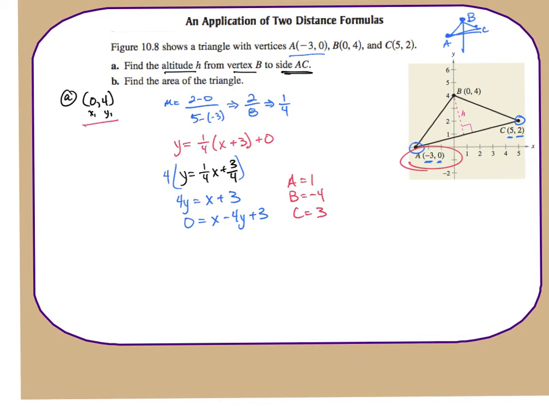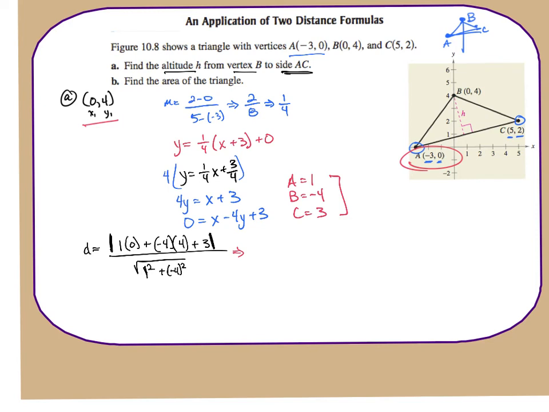So here's my point, here's my a, b, and c, and so we're going to find our distance, or in this case, my altitude. So d is equal to the absolute value of my a of 1 times my x1, so now I have 0, then plus -4, my b, times my y1, which is 4, and then plus my c of 3. Again, all in the absolute value. And then I have over the square root of a squared, which is 1, plus my b squared, which is (-4) squared.